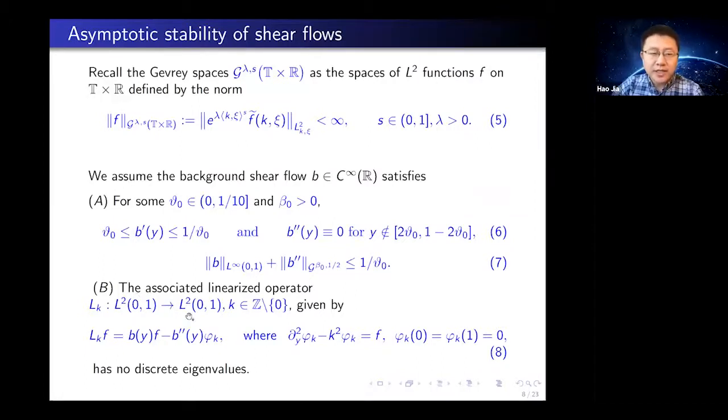Actually, there's another condition, that the linearized operator around the background flow is spectrally stable. So there are no discrete eigenvalues. Because if you have discrete eigenvalues, likely you will have some other things going on, so you will not have linear stability. So that's a necessary condition as well.